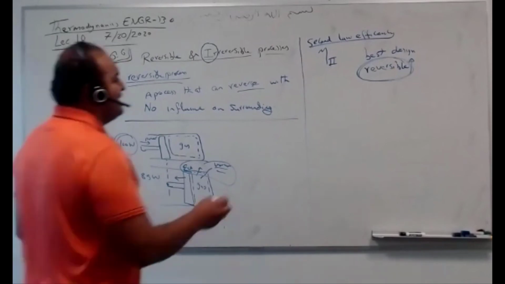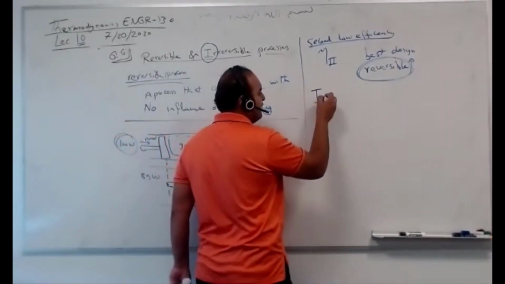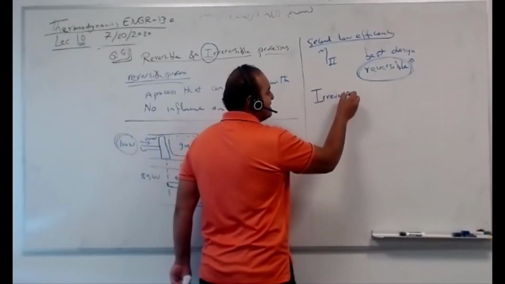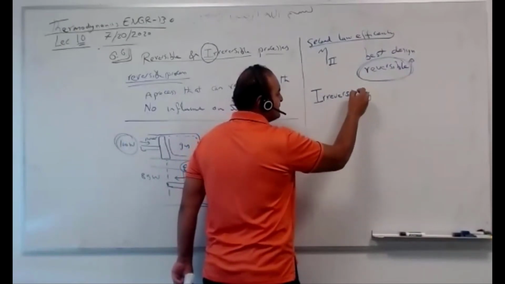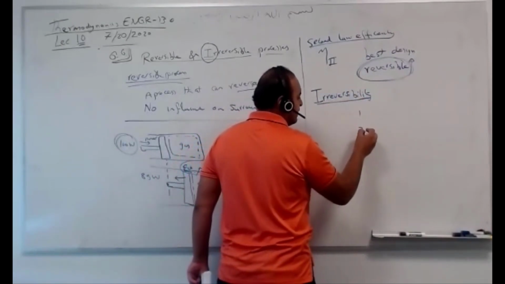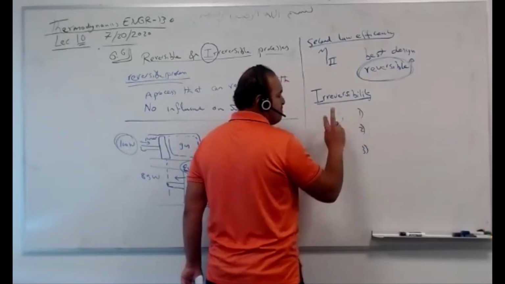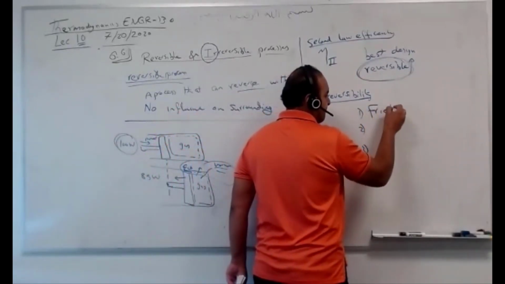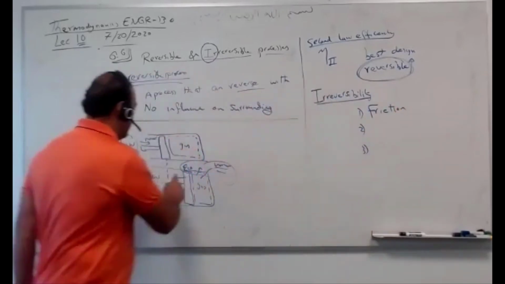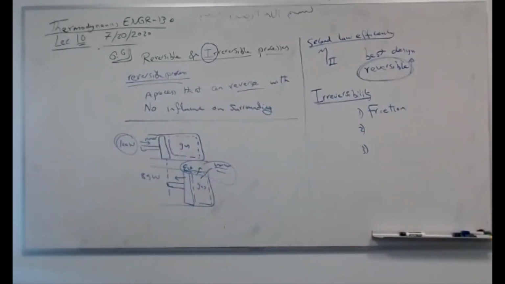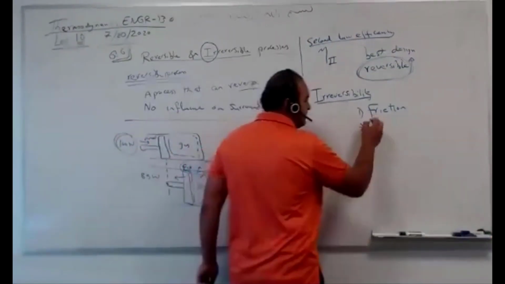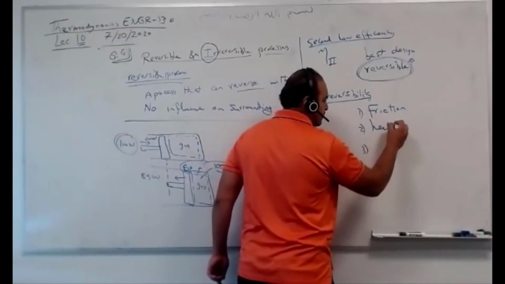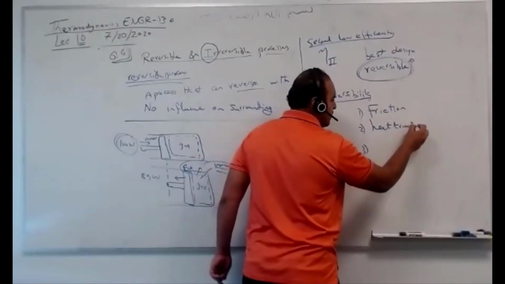So what causes irreversibility? There are three famous things, like friction, like in this problem. Whenever you have friction, you have a problem. Whenever you have restriction, you have a problem. You have heat transfer. This always causes problems.